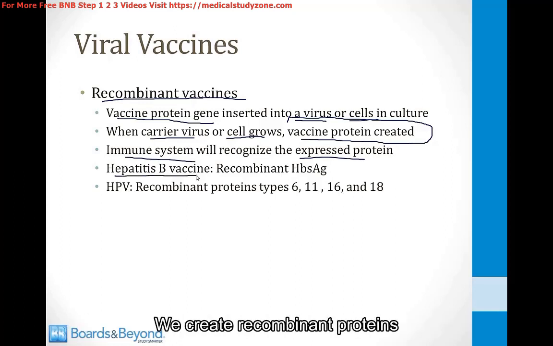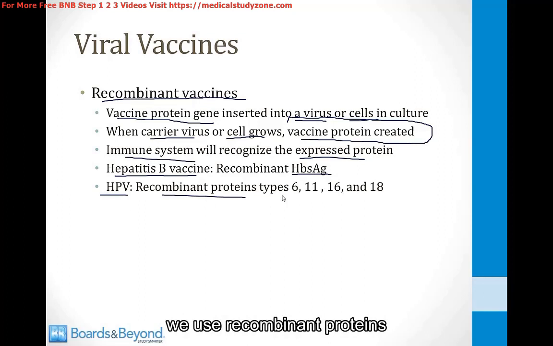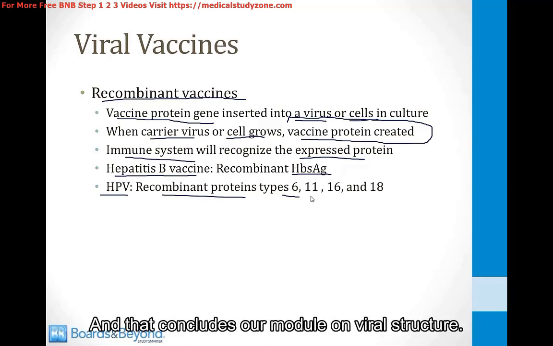We create recombinant proteins of the hepatitis B surface antigen and use that to vaccinate people. Same thing for the human papillomavirus. We use recombinant proteins of the HPV type 6, 11, 16, and 18, and then you can inject these and use them for vaccination. And that concludes our module on viral structure.